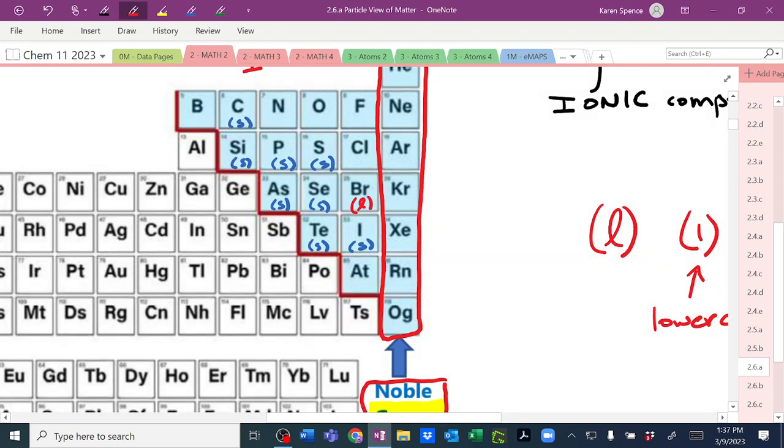And I'm really not sure about boron. I don't know what boron does when it's on its own. I'm going to guess that it is a solid. That would be my best guess.